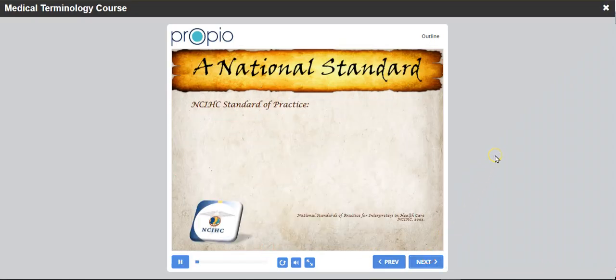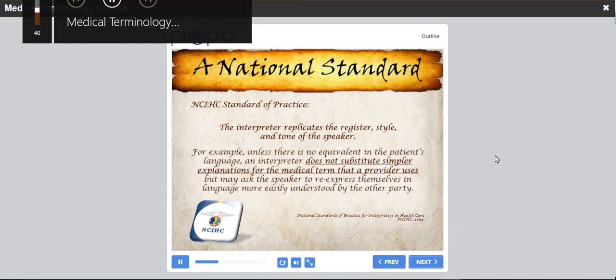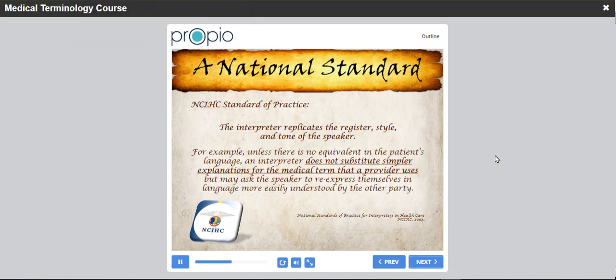As per NCIHC standards of practice, the interpreter replicates the register, style, and tone of the speaker. For example, unless there is no equivalent in the patient's language, an interpreter does not substitute simpler explanations for the medical term that a provider uses, but may ask the speaker to re-express themselves in a language more easily understood by the other party.